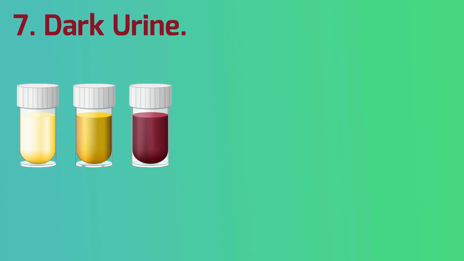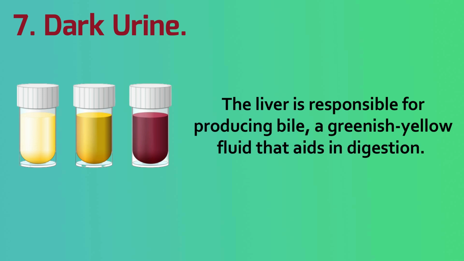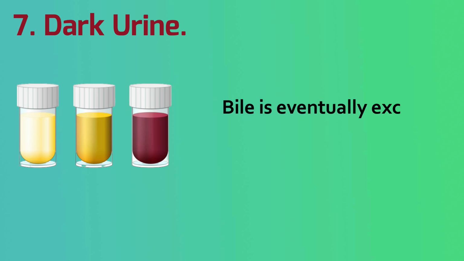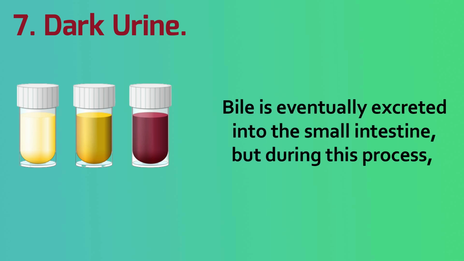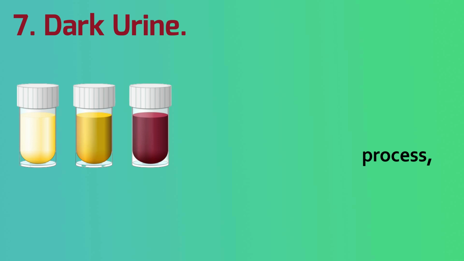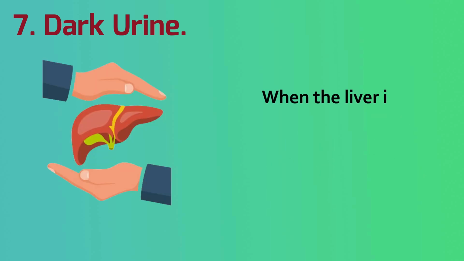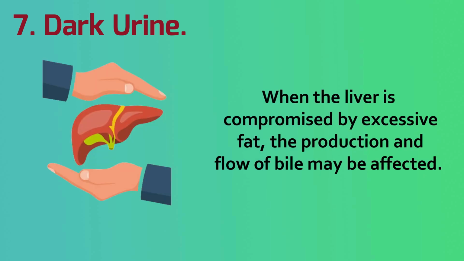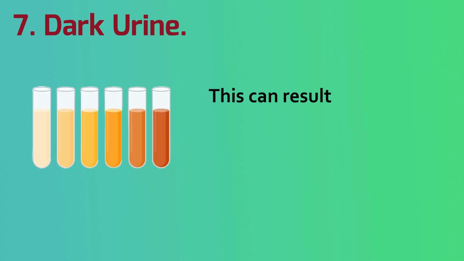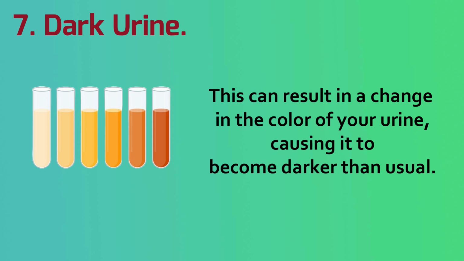Number 7. Dark urine. The liver is responsible for producing bile, a greenish-yellow fluid that aids in digestion. Bile is eventually excreted into the small intestine, but during this process, a small portion is also directed to the kidneys, influencing the color of our urine. When the liver is compromised by excessive fat, the production and flow of bile may be affected. This can result in a change in the color of your urine, causing it to become darker than usual.